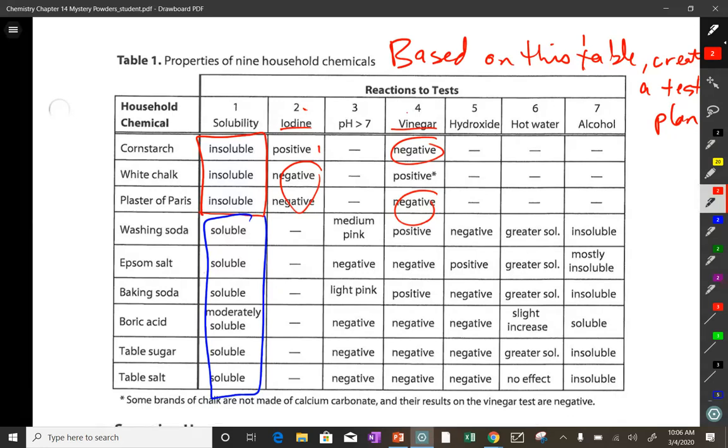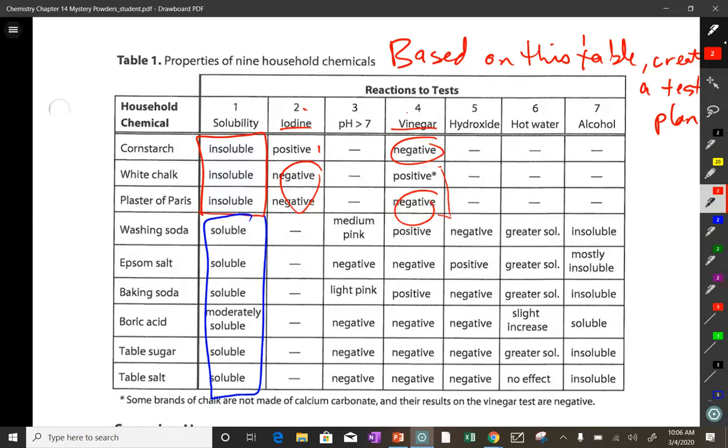And if you do, let's say you do the iodine test first, if it's positive for the iodine test, then you know it's cornstarch. If it's negative, then you do this test. And if it's positive there, it's white chalk. If it's negative, it's plaster of Paris. So you're done with that side. That side's very quick for the insoluble in water.